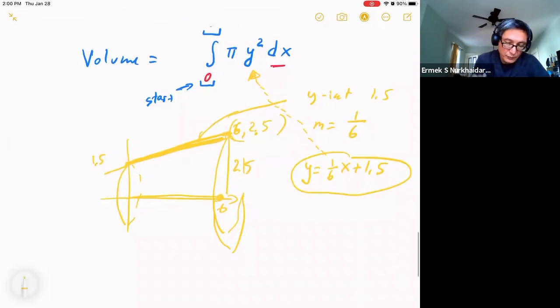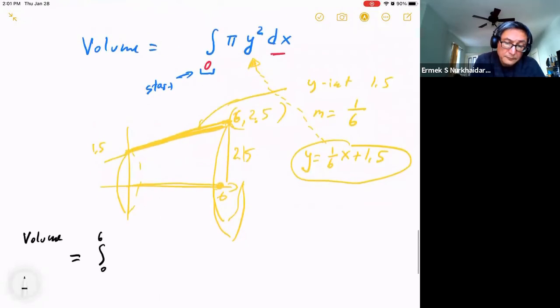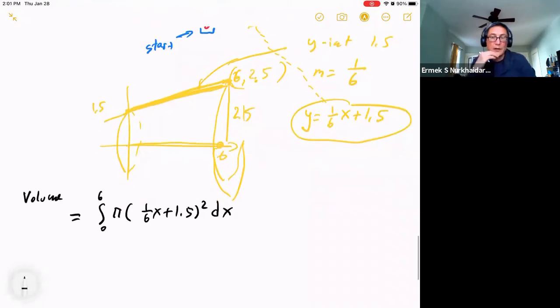Then we're basically ready to do the calculations. Volume equals the integral from 0 to 6 of pi times y, which is 1 over 6x plus 1.5, squared, dx. And that is a reasonably easy enough integral. We can calculate this integral using substitution, u equals 1 over 6x plus 1.5, or we can do it using algebra by taking the square of 1 over 6x plus 1.5.